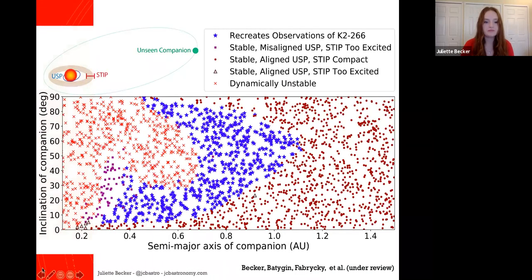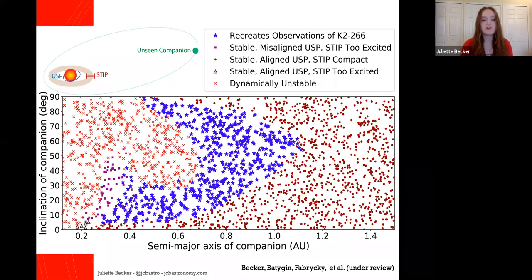So what we did is we ran a large number of numerical simulations in a Monte Carlo sampling scheme to just try and test if we injected an unseen companion into this system with a variety of orbital elements. In this case, I'm showing the semi-major axis and inclination of that injected companion. Could we recreate the system geometry if we started from a coplanar inner system? So assuming that the ultra-short period planet and the STIP started out in the same orbital plane, the plane that they formed from the protoplanetary disk, then could you create the geometry we see today?